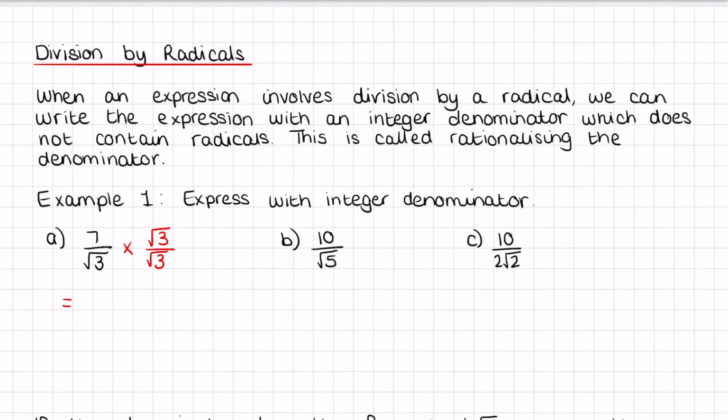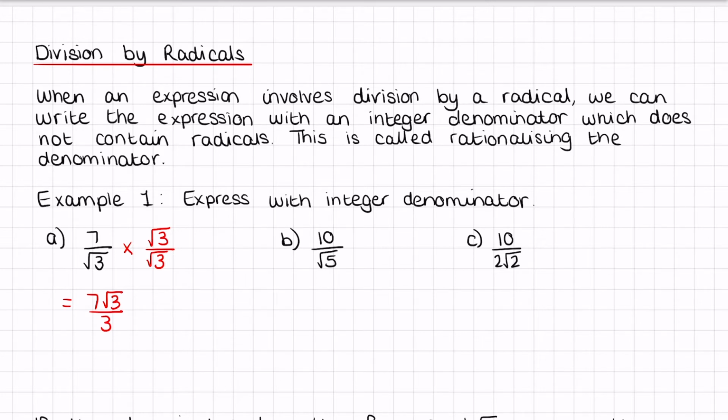Now with multiplying fractions, multiply the numerators together and we'll get 7 root 3. Multiply the denominators, which will be root 3 times root 3, which is just 3. And you can see there now we've just got an integer in the denominator.